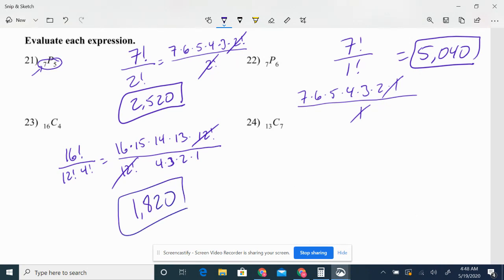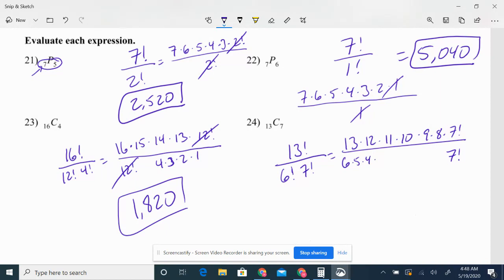Take a look at number 24. I'm going to start with 13 factorial over 6 factorial. Remember, 6 because I subtracted 13 minus 7. But at the bottom, I'm also going to have a 7 factorial. So here I'm going to start this as 13 times 12 times 11 times 10 times 9 times 8 times 7 factorial. I stop at 7 because I have a 7 factorial at the bottom. Now at the bottom, I also have 6 times 5 times 4 times 3 times 2 times 1.